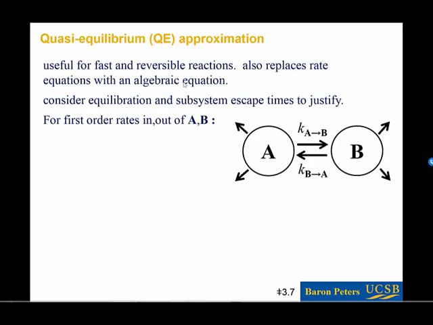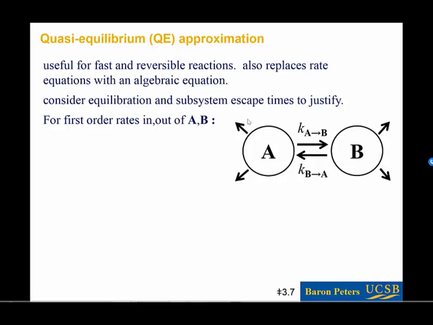Okay, so this is, again, like the pseudo-steady state approximation, it's going to replace the rate equation with an algebraic equation. But the algebraic equations that you get out of the quasi-equilibrium approximation are typically much, much simpler than those from pseudo-steady state approximations. It requires that you consider carefully the equilibration and subsystem escape times to justify this approximation. And so let's talk a little bit about that.